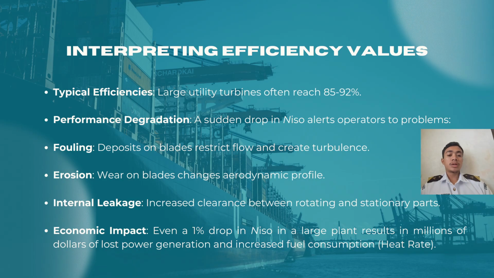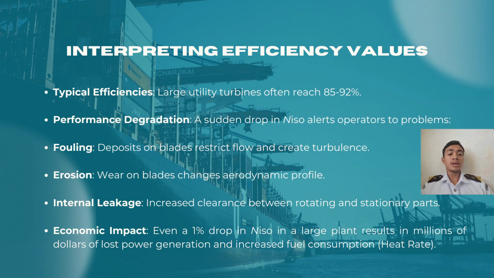A large industrial turbine typically operates between 75 and 90% isentropic efficiency. This value is a vital performance monitoring tool. Any gradual drop signals a problem: blade fouling, deposits on the blades, increased clearance, steam leakage past the seals, or general wear. Most importantly, efficiency directly impacts the heat rate, or HR.